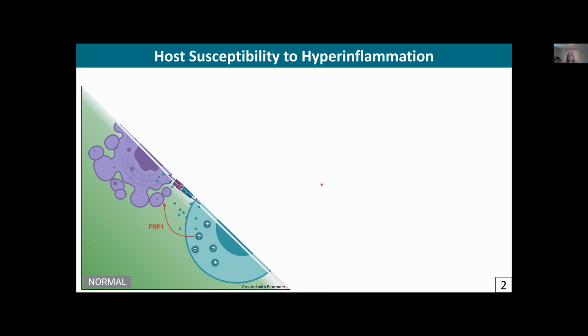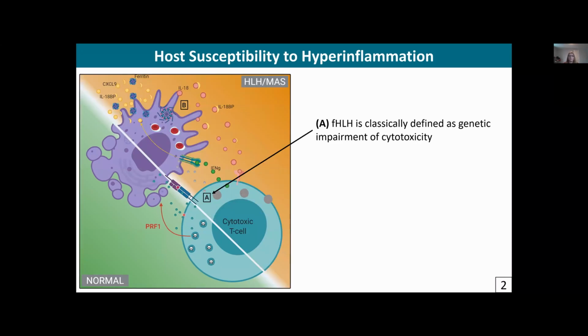Under normal circumstances, when a cytotoxic T cell or an NK cell sees an infected cell, it uses perforin and granzymes to cytotoxically kill and eliminate that cell from the body. However, if you lack this capability of cytotoxic killing, you end up with a hyperinflammatory disease known as hemophagocytic lymphohistiocytosis, or HLH. This is due to a dominant loss of function mutation in any number of genes related to cytotoxicity, such as perforin.